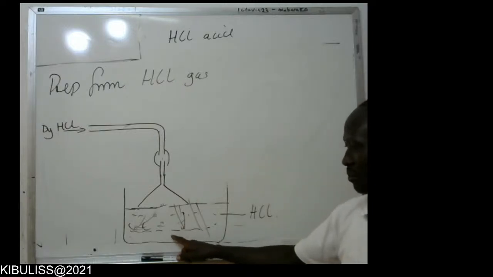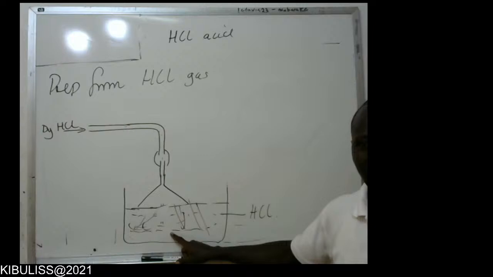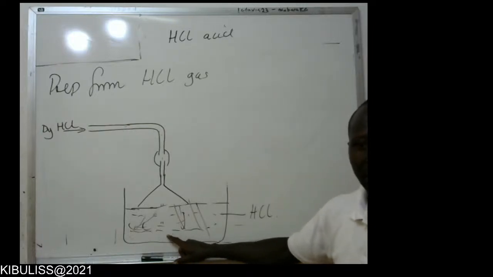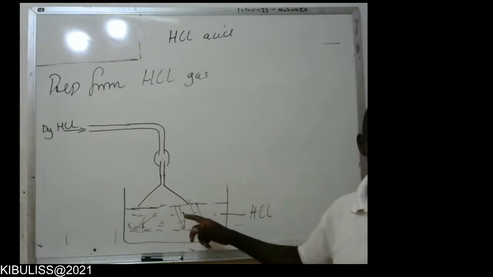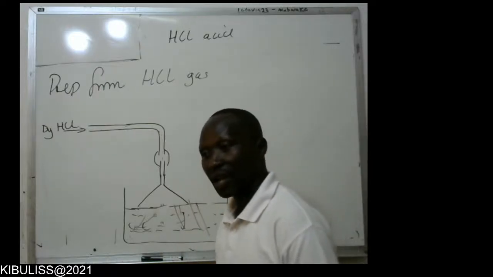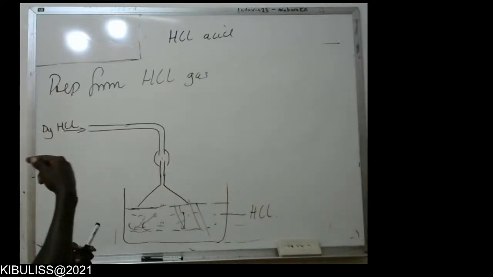So if you put litmus here, what will happen? Litmus will turn from blue to red. If you put silver nitrate, you will see a white what? Precipitate. If you put here sodium carbonate, you will begin to see bubbles of a colorless gas. If you put a metal, you will begin to see bubbles of a colorless gas. What does it mean? Hydrochloric acid has been produced and hydrochloric acid is reacting. So they are the same properties.